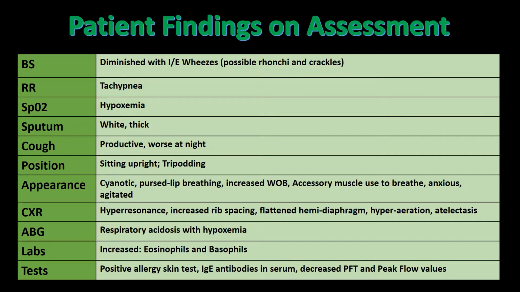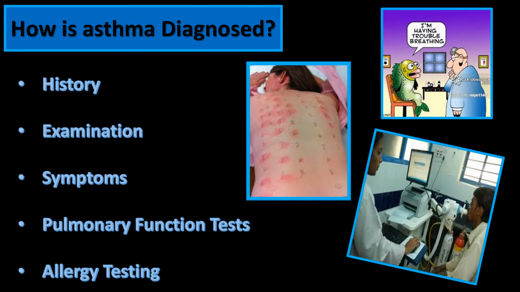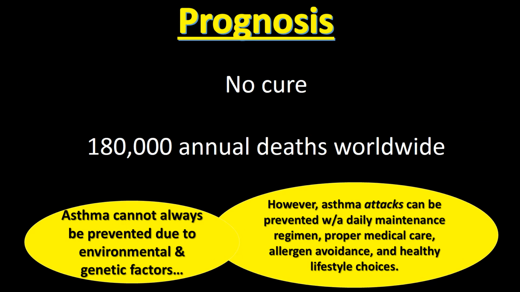The labs would show increased eosinophils and basophils, and the tests would show a positive allergy skin test, IgE antibodies in serum, and decreased PFT and peak flow values. Asthma is diagnosed through history, examination, symptoms, pulmonary function tests, and allergy testing.